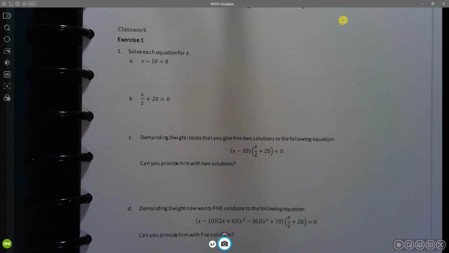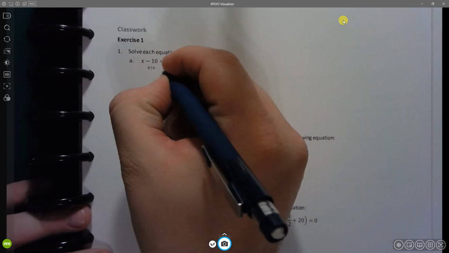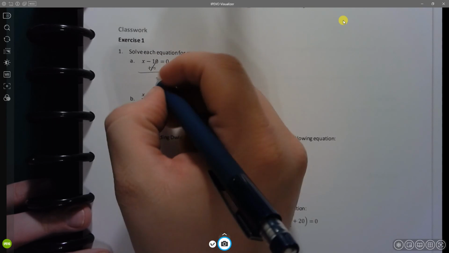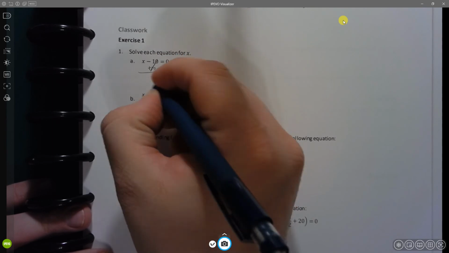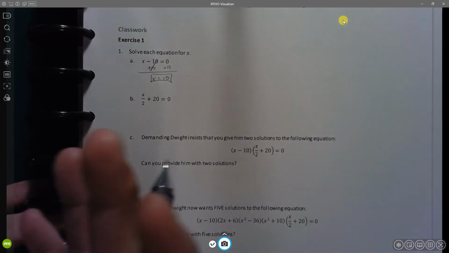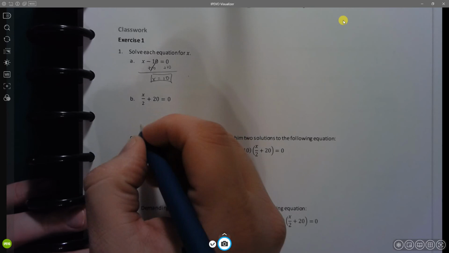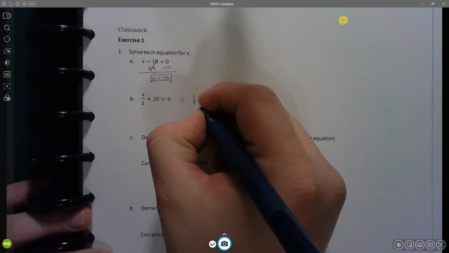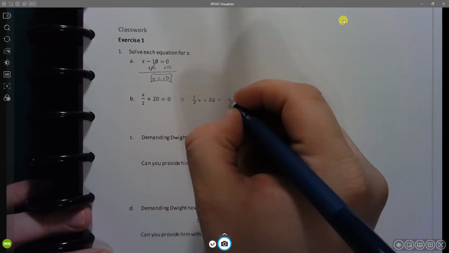Alright, so we know to add 10 to both sides. Minus 10 plus 10 gives me 0, gives me x equals 10. So x equals 10, because 10 minus 10 is 0. It's the only solution that works. Alright, x divided by 2 plus 20. This is the same as saying 1/2 of x plus 20 equals 0.